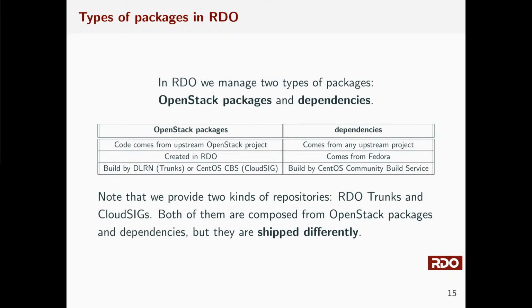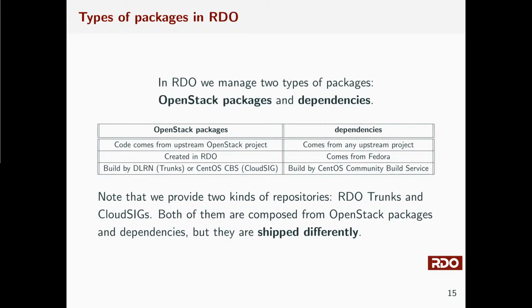How are new packages added to the RDO project? In RDO, we are managing two types of packages, OpenStack packages and dependencies. OpenStack packages come only from upstream OpenStack projects, like, for example, OpenStack Cinder or OpenStack Nova. They are created and built by RDO, using DeLorean, our automation tool, or by CBS, the CentOS Community Build Service. The dependencies, on the contrary, come from any upstream project. They come from Fedora, and they are built by CBS only.